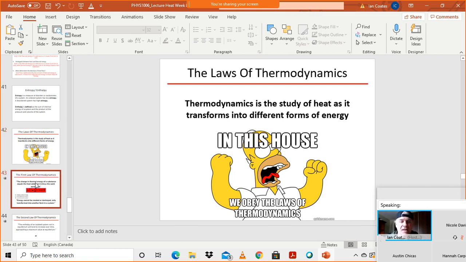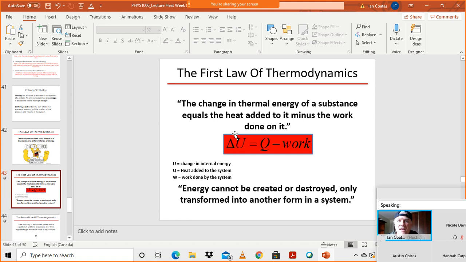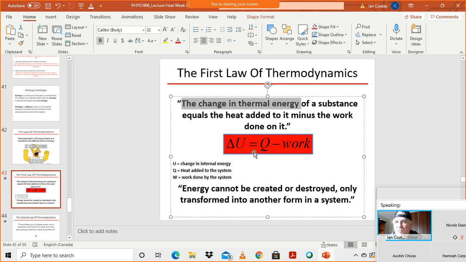All right, the first law says the change in thermal energy of a substance equals the heat added to it minus the work done on it. So this is a very simple equation. The delta U, which is the change in thermal energy, okay, is equal to the heat added to it, which is Q, and then we minus any work done on it. All right? So energy cannot be created or destroyed, only transforms into other forms.